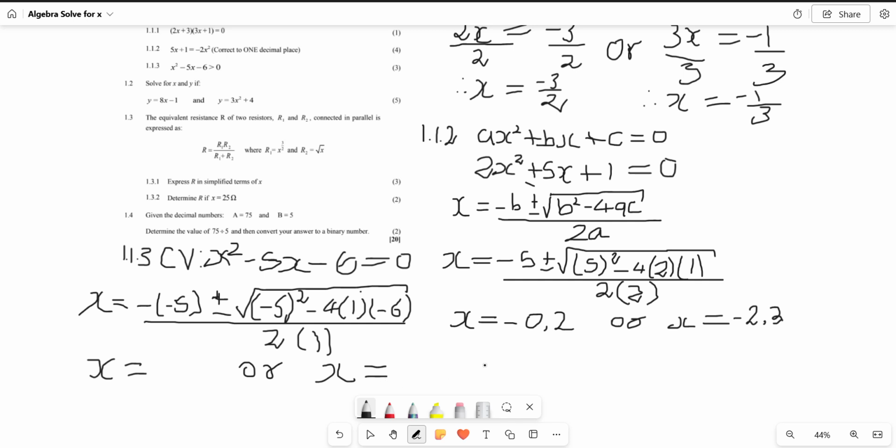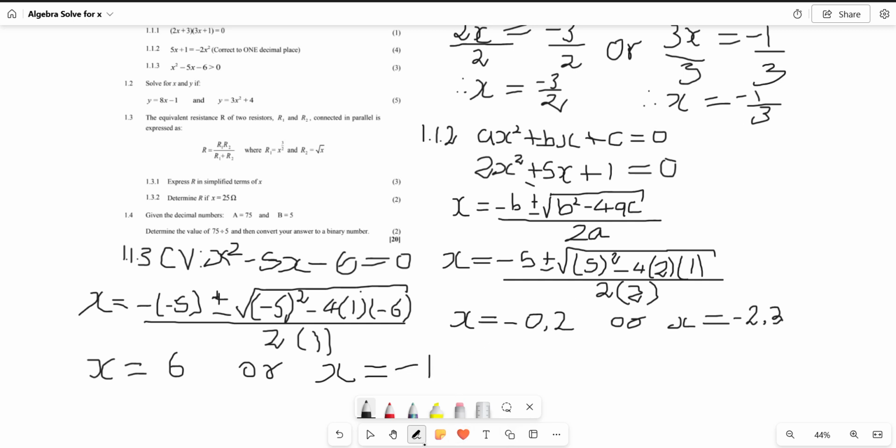Let us use our calculator to punch what we have there: negative into negative 5, plus the square root of, open bracket, negative 5 all squared, minus 4, open bracket, positive 1, close bracket, open bracket, negative 6, close bracket. At the bottom, 2 into 1, close bracket, equals. The first solution is x equals positive 6, the first critical value. We go back to positive and put a negative there, so the second critical value will be negative 1.